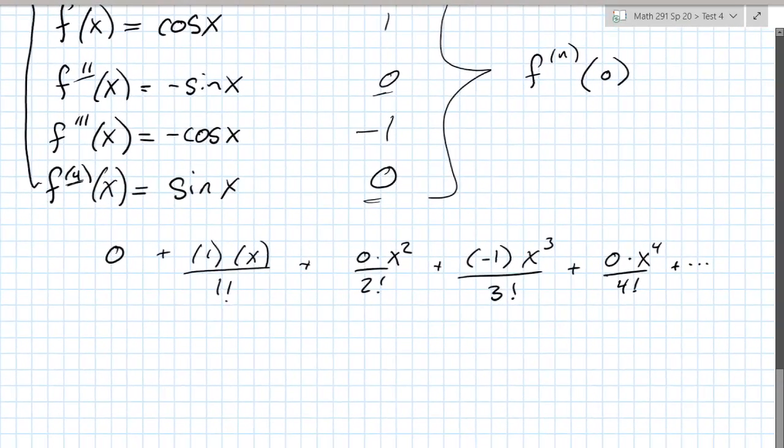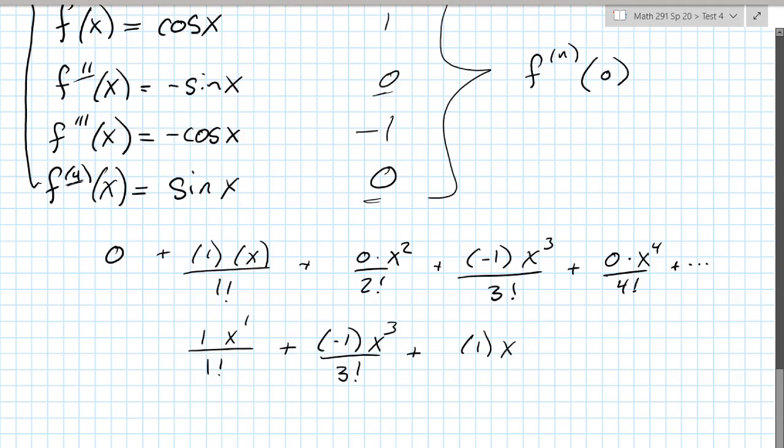So what do we see? We see that we've got 1 x to the 1st over 1 factorial. We've got plus negative 1 x to the 3rd over 3 factorial. What's the next one going to be? The next one's going to be 1 x to the 5th over 5 factorial, or 5th factorial if you don't know how to speak. Negative 1 x to the 7 over 7 factorial.